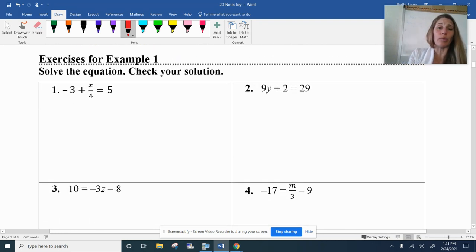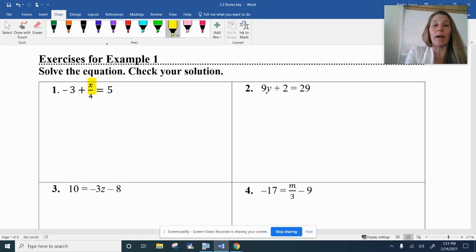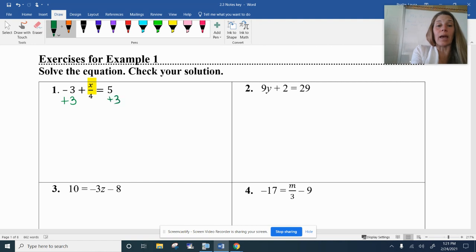So let's go over a couple examples. Now, for this example here, we have an x on top of a fraction. So that's going to indicate division. So again, we want to do that addition or subtraction piece first. Because I have this -3 here, I'm going to use my inverse operation and add 3 to both sides. That leaves me with x over 4 equals 8.